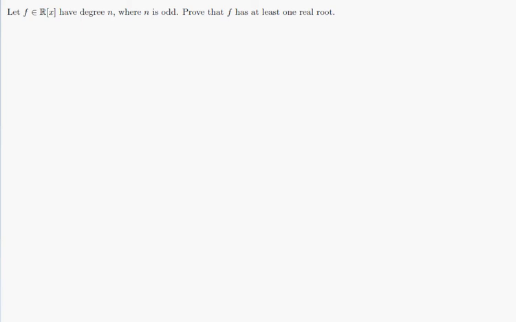Let's now look at this review problem. Let f be a polynomial with real coefficients that has odd degree. Let's prove that f must have at least one real root. I'm going to show you two different proofs of this.